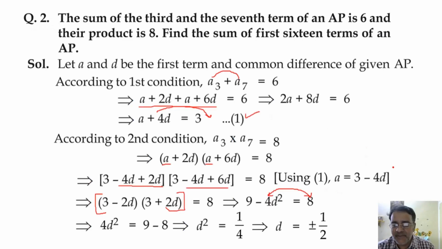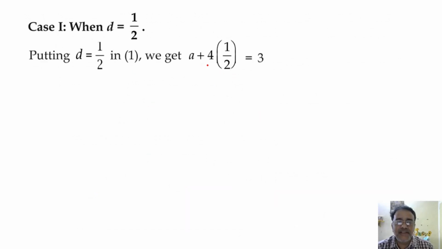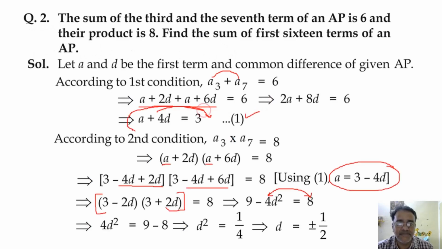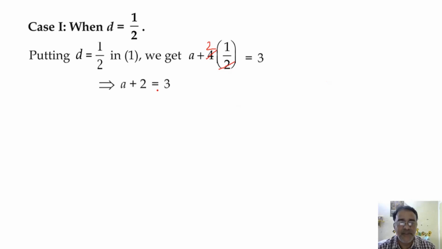So what is A? 3 minus 4D. We will calculate A first: 3 minus 4 into half. Here we substitute in this equation. Otherwise you can substitute directly here also, no issue. So A plus 4 into half is equal to 3. So A plus 2 is equal to 3. What is the value of A? 1. We get A is equal to 3 minus 2, that is 1.